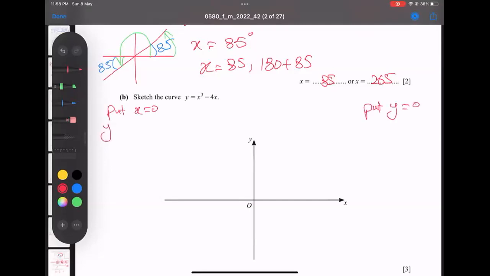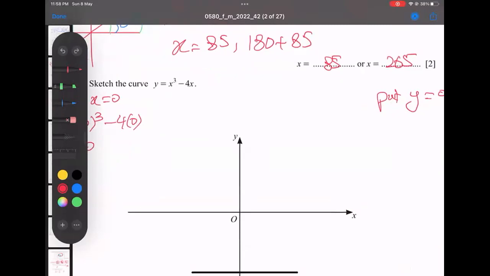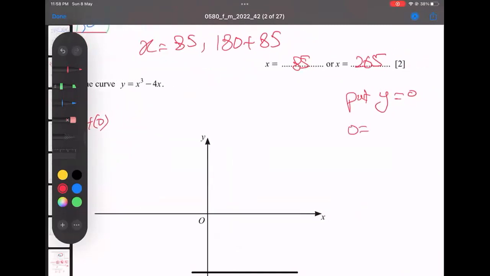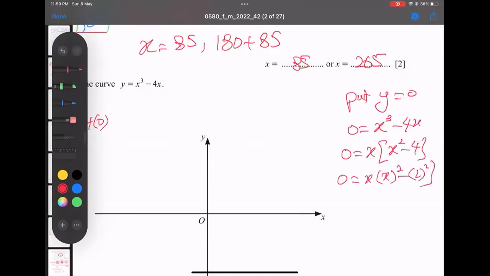When you put x as 0, so 0 cubed minus 4 times 0, I get 0. And when I put y as 0 here, what happens? So let's see. 0 equals x cubed minus 4x. I copied 0 here. Then what? So x common from both, I got x times x squared minus 4. Either x equals 0. I can do further simplification. This is a square of x and square of 2. And 0 equals x in the bracket, x plus 2 times x minus 2.